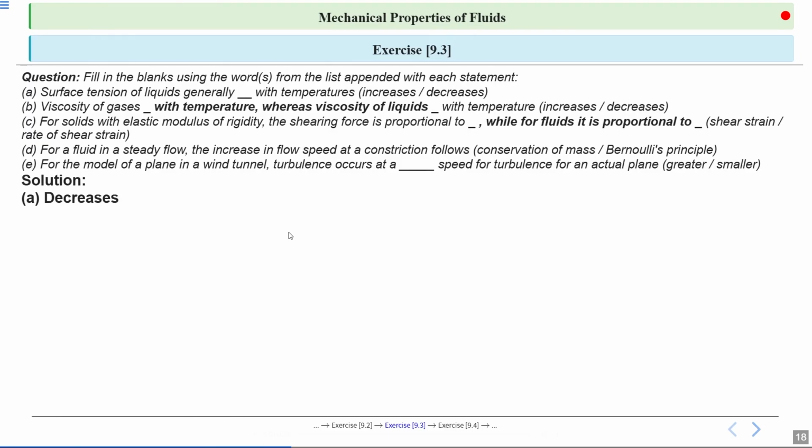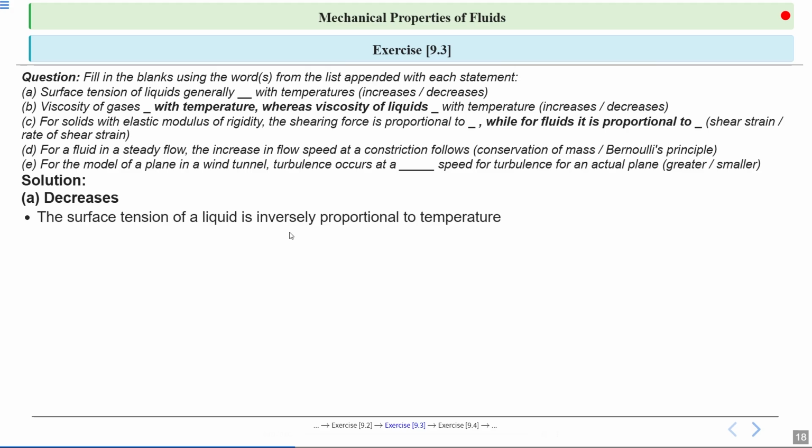A. The answer is decreases. Surface tension of liquids generally decreases as temperature increases. This means that as you heat up a liquid, the molecules move faster and the attractive forces at the surface become weaker. So the surface tension drops. For example, warm water has less surface tension than cold water.